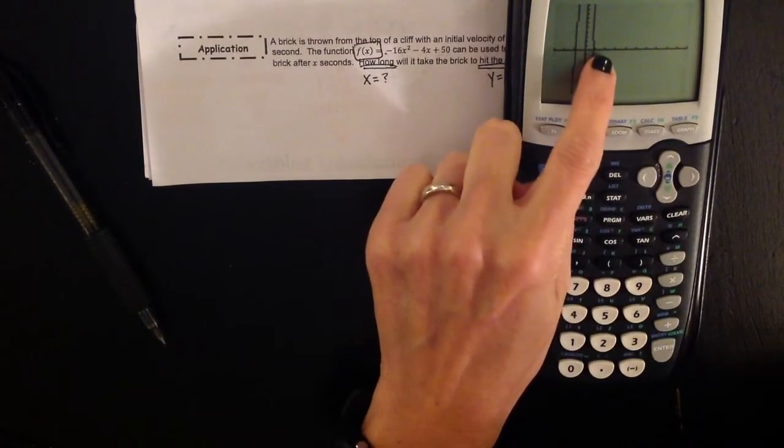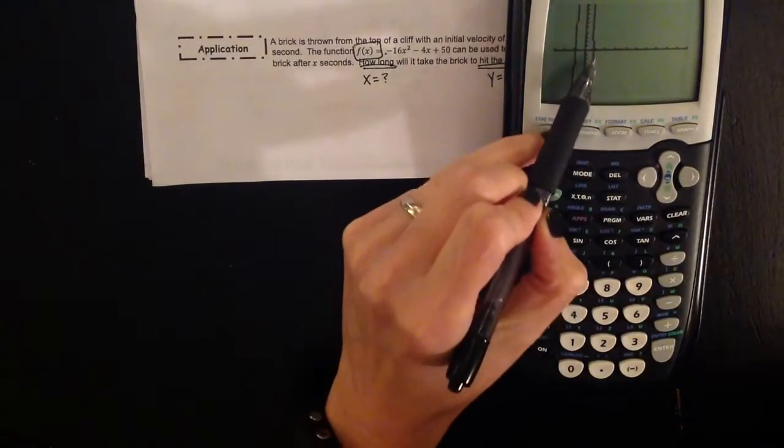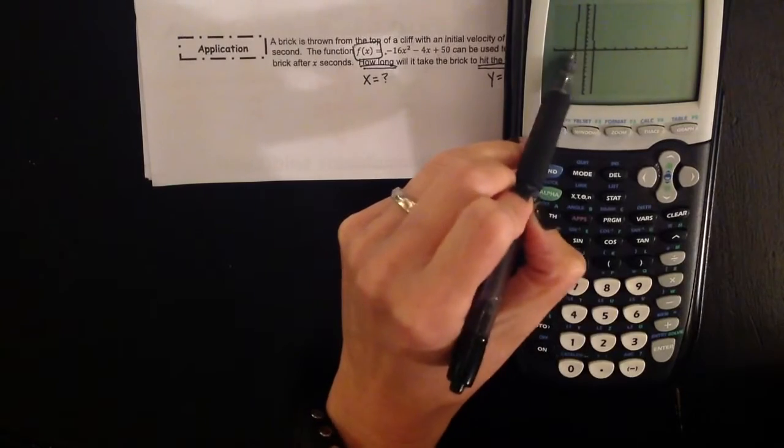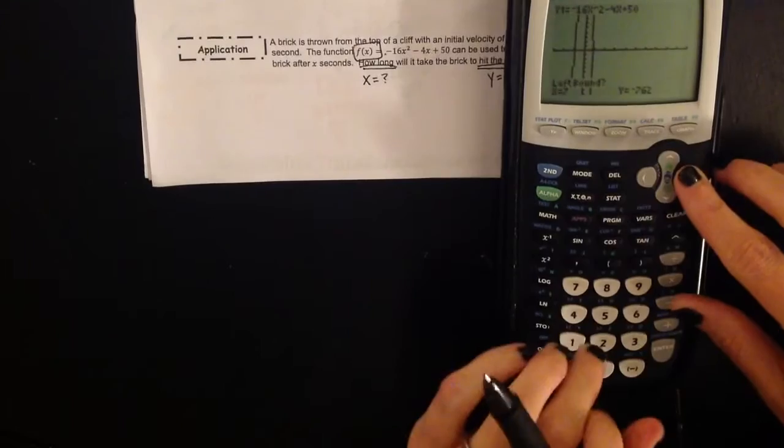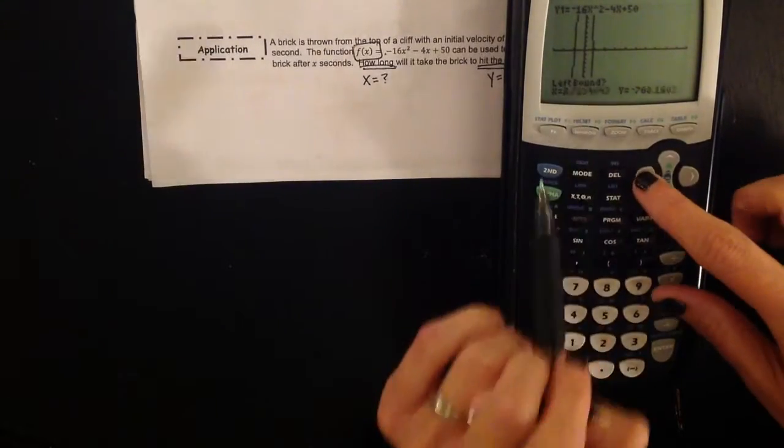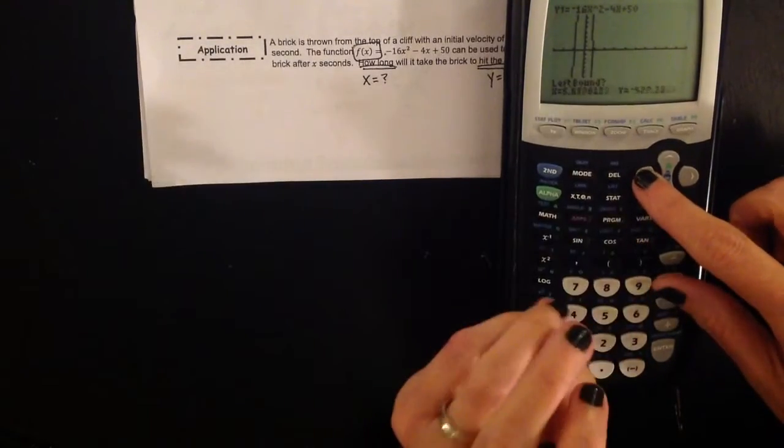I probably might have to do some adjustments. Nope, I really don't. There's the x-intercept. I can't have a negative x-intercept because that's telling me negative time. So I want this intercept. Second trace 2. I'm at 7, so I need to go, 7 would be out here a little bit.